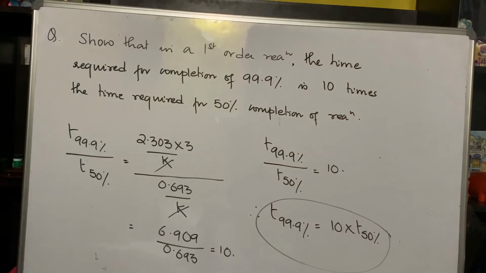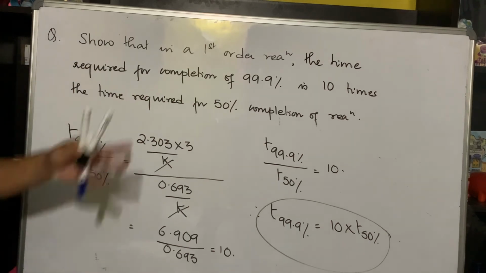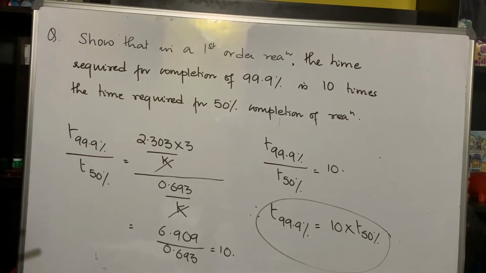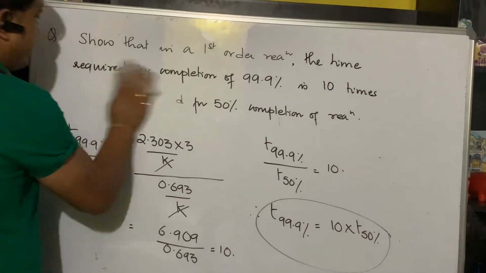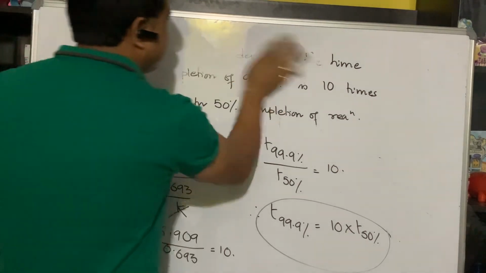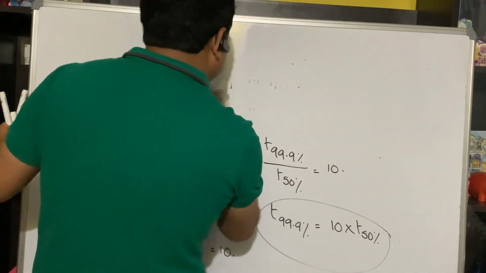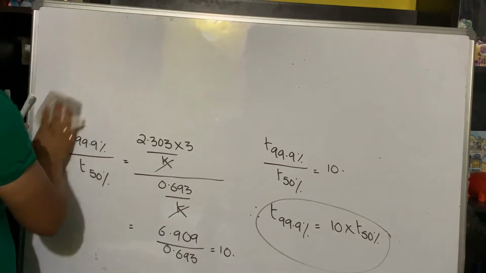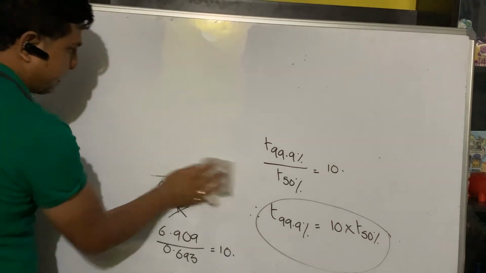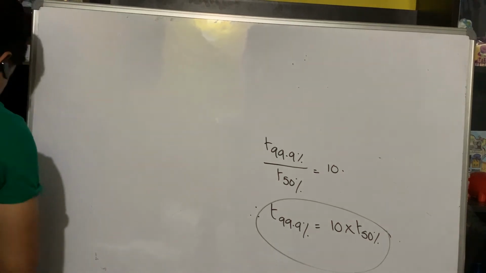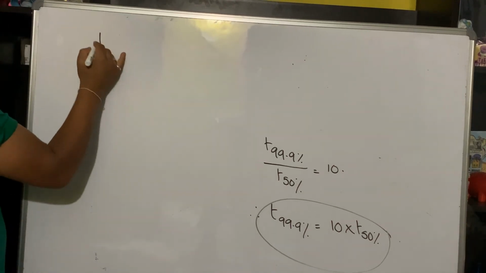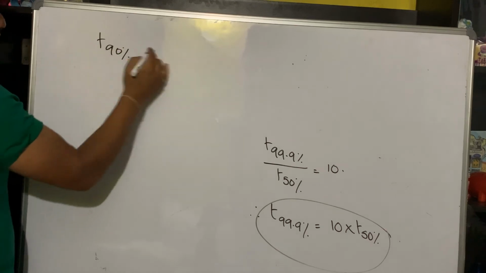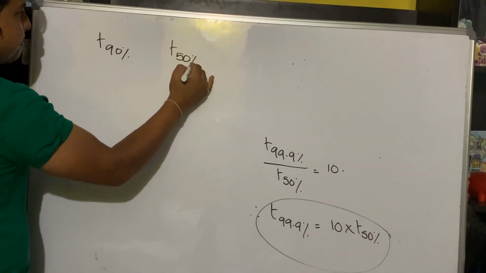We have proved it. We are using the same concept over and over again. You just need to understand one single line to solve all the numericals. Again, I'm repeating, if it is given in percentage, you take the initial to be 100, but if it is given in fraction, you'll take the initial as 1. So you can find out the relation between the time required for 90% completion and the time required for 50% completion. Do it by yourself.